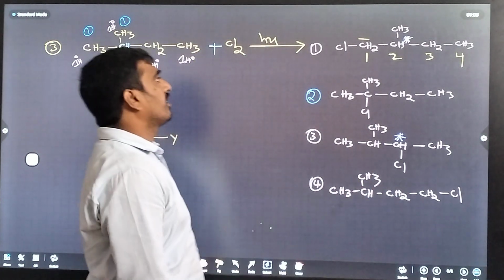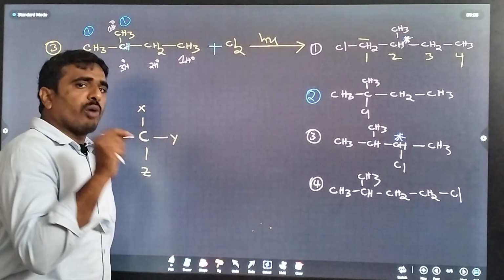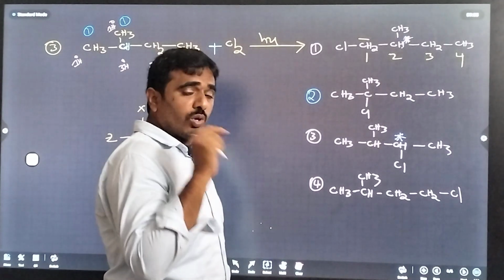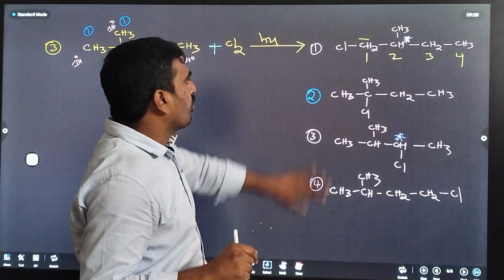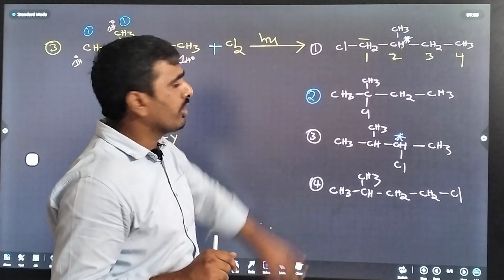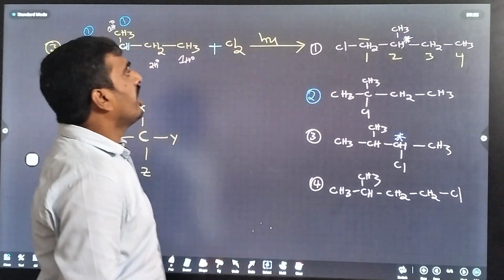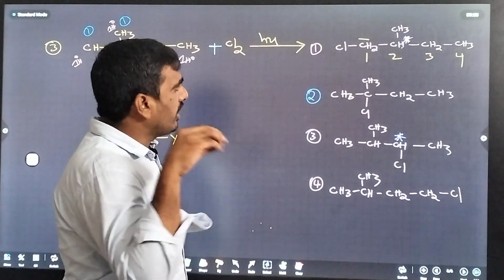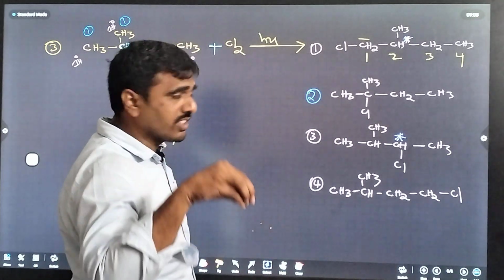So there is no chiral center. So if the examiner asks only for structural isomers, only structural isomers are possible. There are 4 structural isomers. If the examiner asks how many isomers including the stereoisomers, how many isomers are possible?